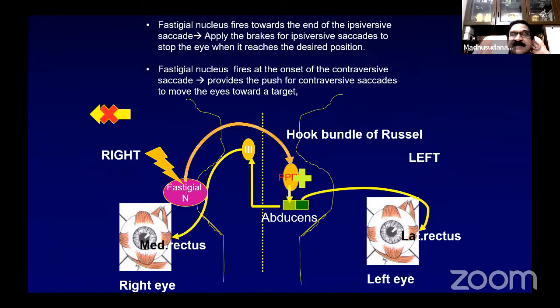So what will happen? That saccade is inhibited. At the end of the time, it is inhibited, stopped, so that it produces a braking saccade. It brakes the ipsilateral saccade. So the vestibular nucleus stimulates the contralateral saccade and produces a brake for the ipsilateral saccade at the end of the saccadic contraction.